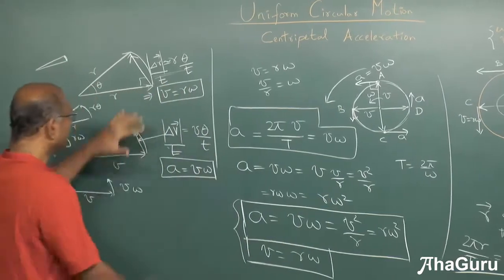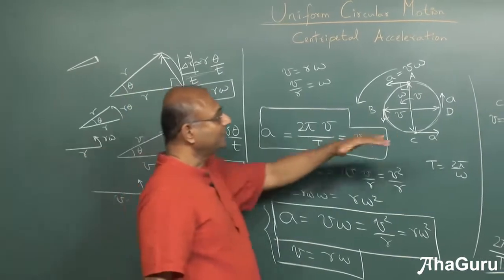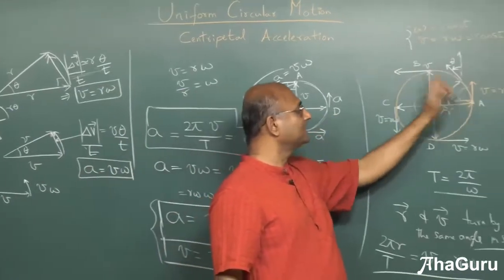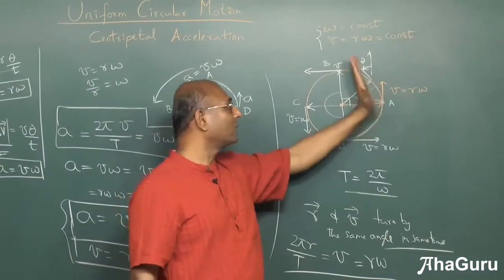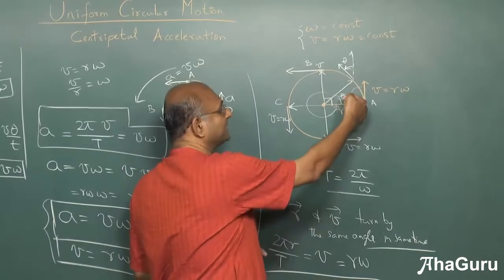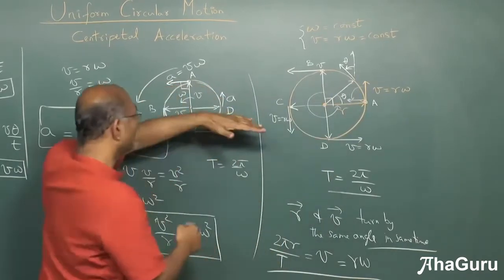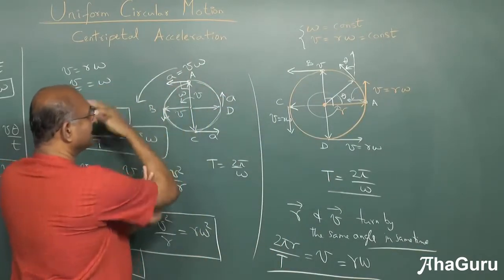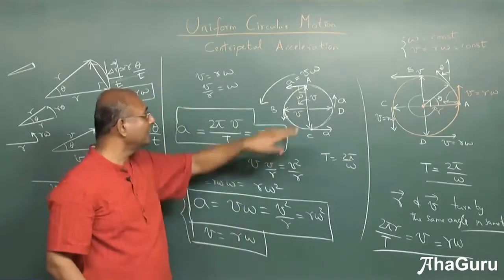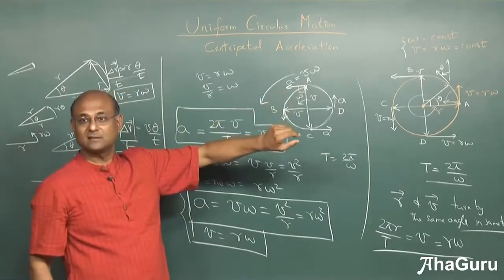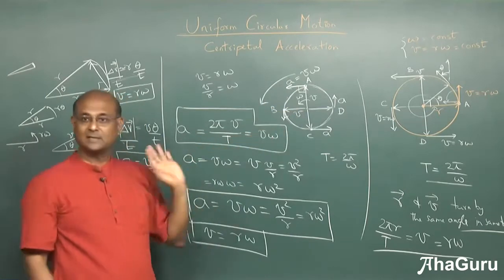Let me just quickly summarize some of these points. When the particle is moving around like this, the velocity is r omega. If you look at the velocity change, it is also changing at the same rate as the r is changing, and so the acceleration is v omega. So I hope that part is clear.